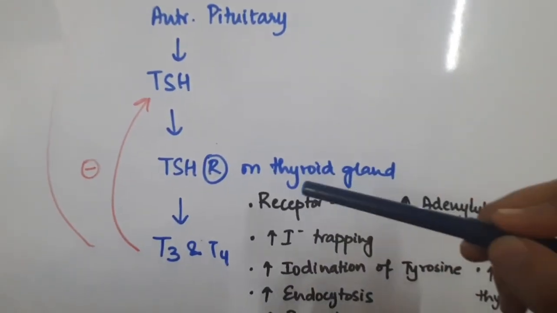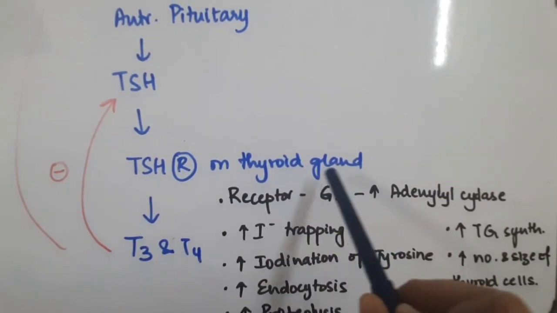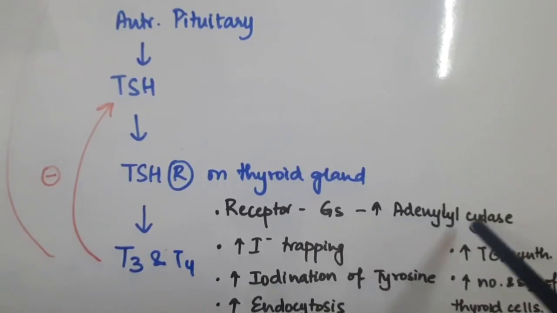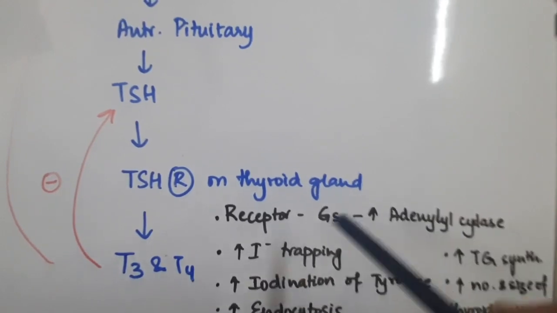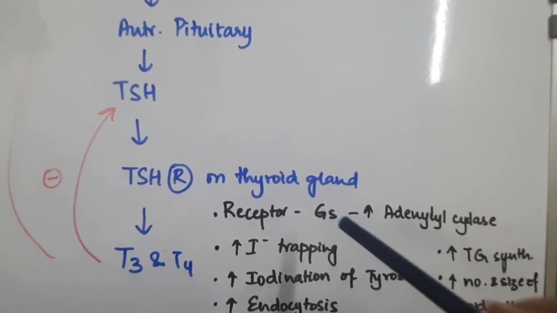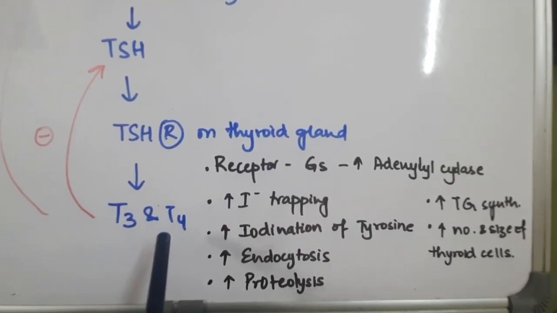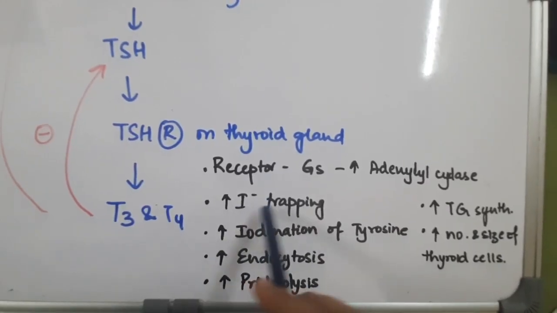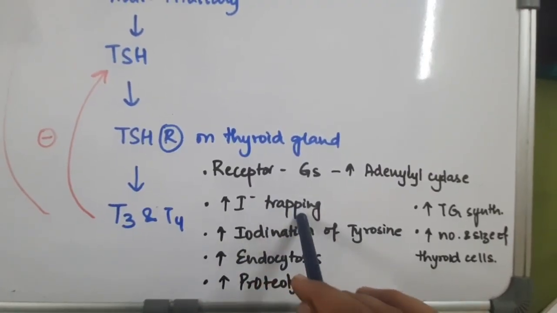Now, a few things that you need to know about this receptor is that the TSH receptor acts by the GS mechanism or G stimulatory mechanism. And how this GS works is by increasing adenylyl cyclase and increasing the level of cAMP or cyclic AMP. So the mechanism is GS, G stimulatory. And what does TSH do in the thyroid gland? It increases iodide trapping in the process of synthesis of thyroid hormones. It will increase the process of iodide trapping.